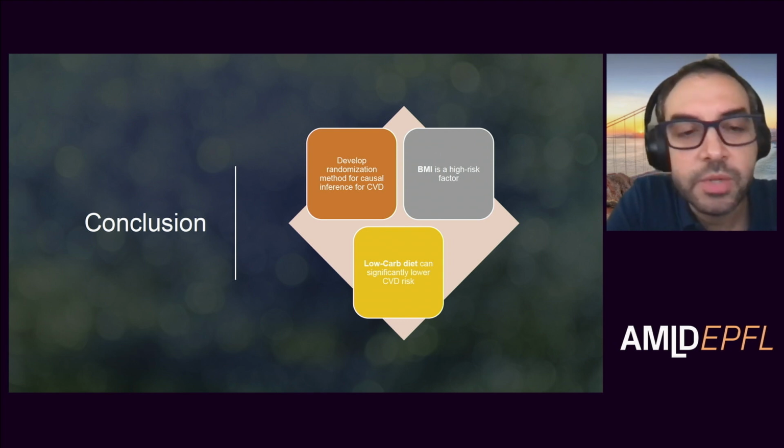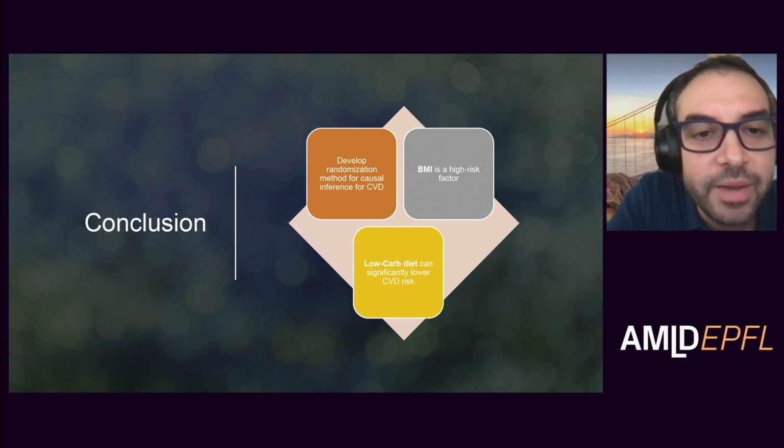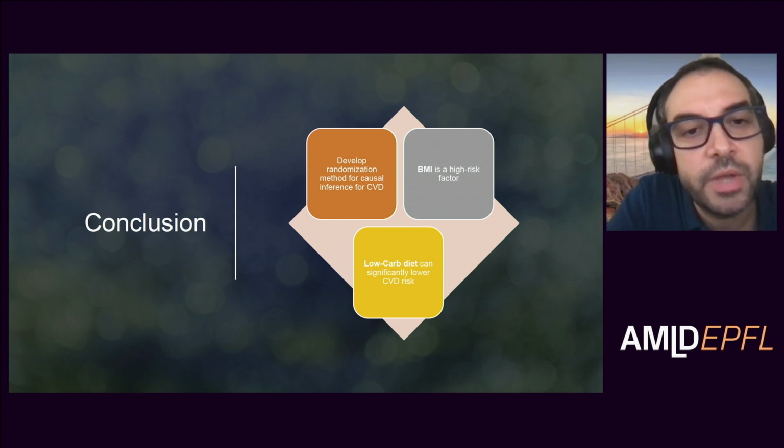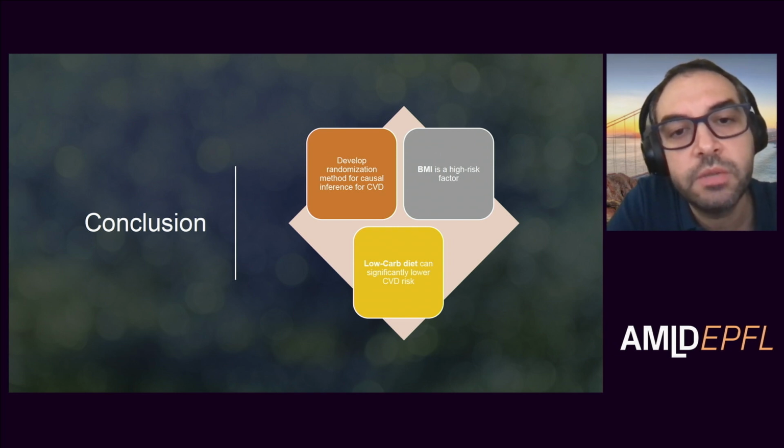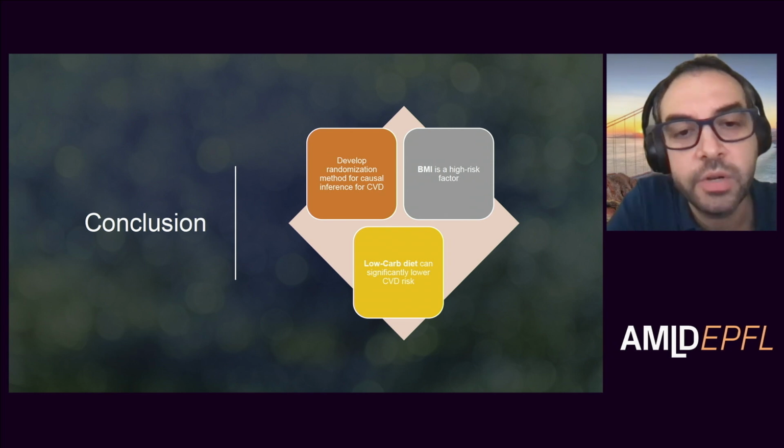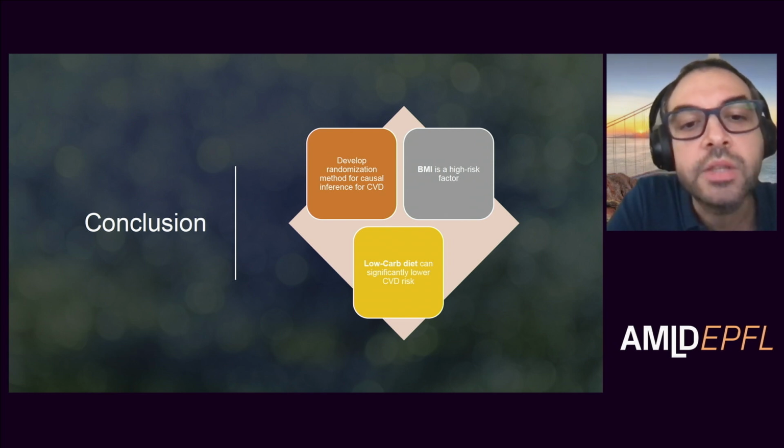So, 10 seconds to conclude. We developed a randomized method for causal inference for CVD. We found that BMI is indeed a high risk factor, and that LCD can significantly lower CVD risk.